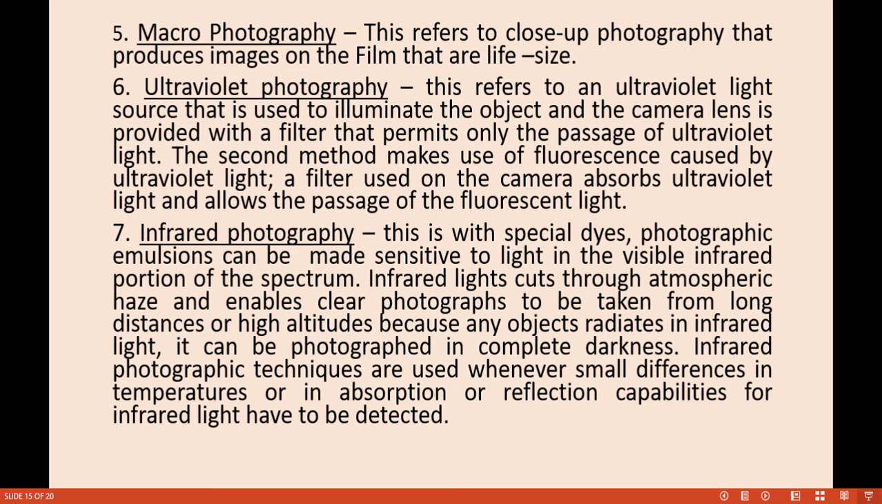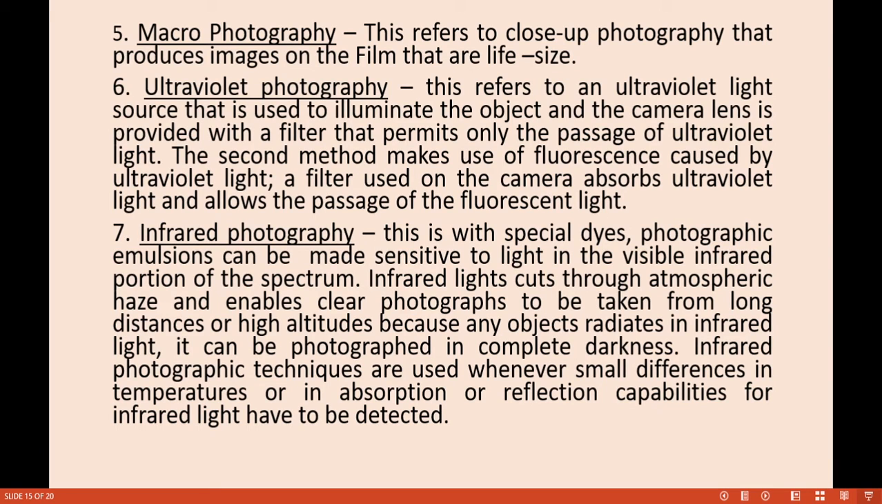The second method makes use of fluorescence caused by ultraviolet light. A filter used on the camera absorbs ultraviolet light and allows the passage of the fluorescence light. Number 7 is infrared photography. This is with special dyes. So remember, infrared photography is with the use of the special dyes.